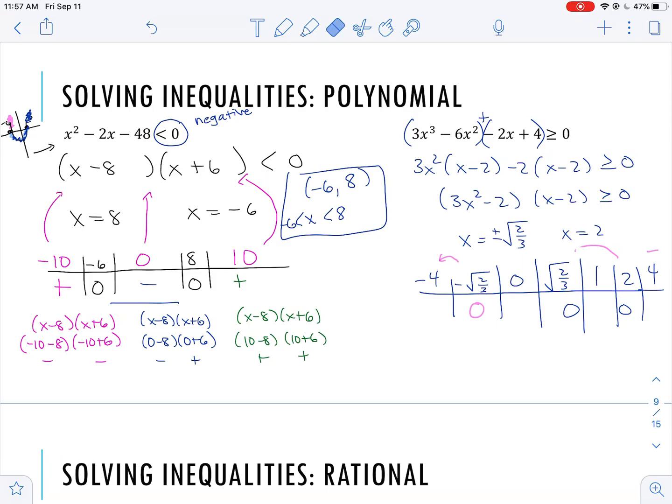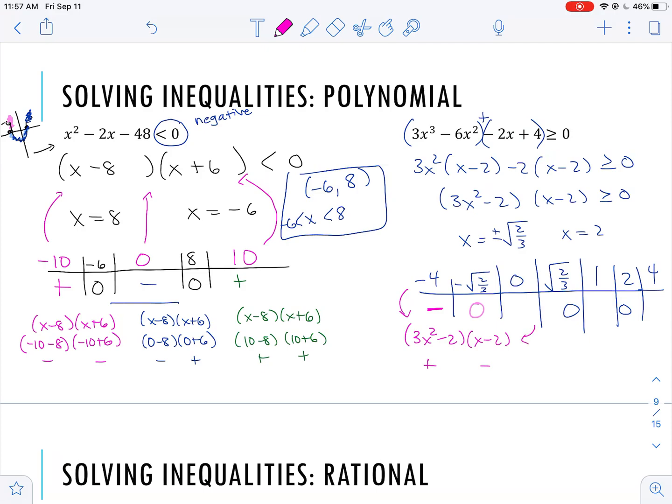So I need to do test points for all of those to see whether my function generates positive or negative values. So again, I'm going to plug into the factored form. So (3x squared minus 2) times (x minus 2). What happens if I plug in -4 into both of those parentheses? Well, I would get a positive answer, and I would get a negative answer. So this would generate negative answers.